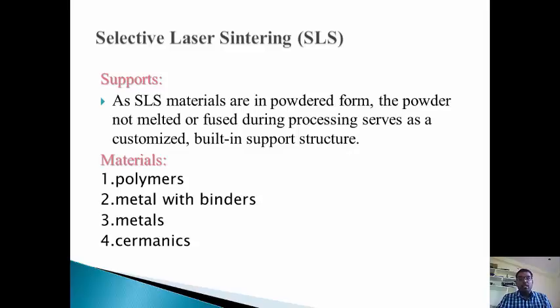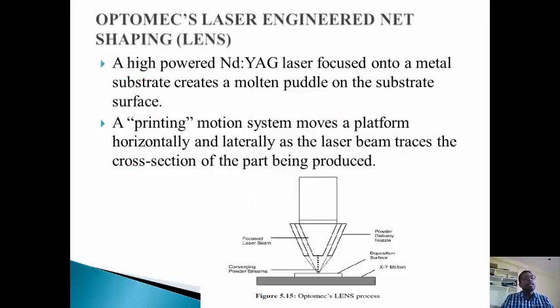The powder material which is not melted or fused serves as the support structure, so support structures are built in. The materials for this are polymers, metals with binders, metals, and ceramics. The second example for the powder base is laser engineered net shaping.